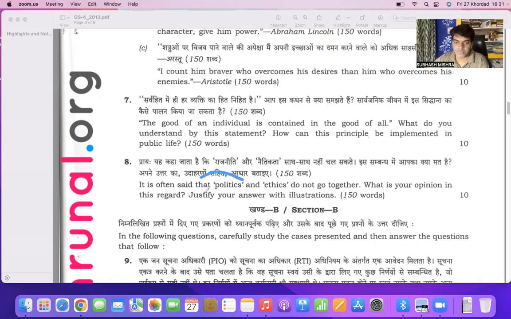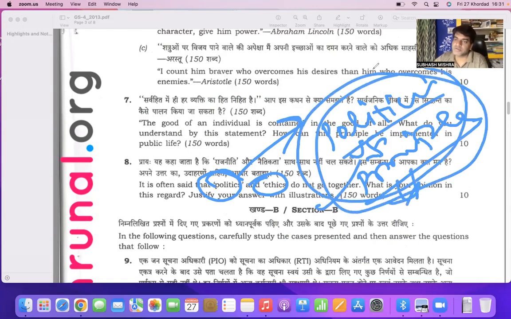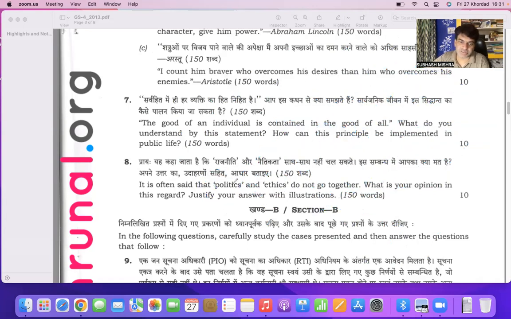Okay. So politics and ethics, what is this? Politics without principles is the seventh sin, one of the greatest social evils, by Gandhi. Politics must be with principle. Now, what is the question asking? It is often said that politics and ethics do not go together. Definitely. What is told about that?